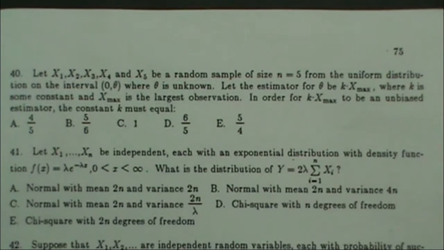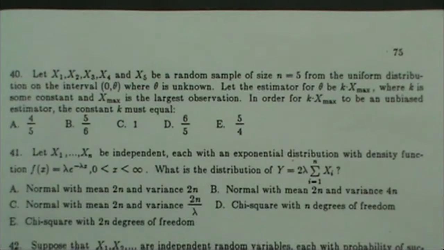Number 40: let X1 through X5 be a random sample of size 5 from the uniform distribution on the interval 0 to theta, where theta is unknown. Let the estimator for theta be k times X max, where k is some constant and X max is the largest observation. In order for k times X max to be an unbiased estimator, the constant k must equal what?